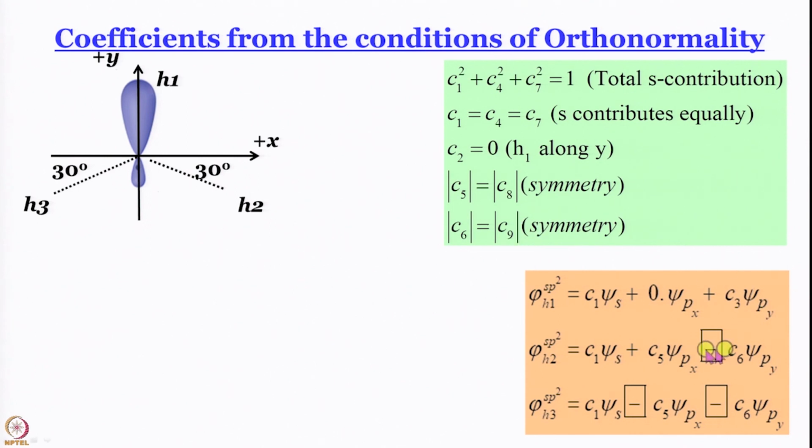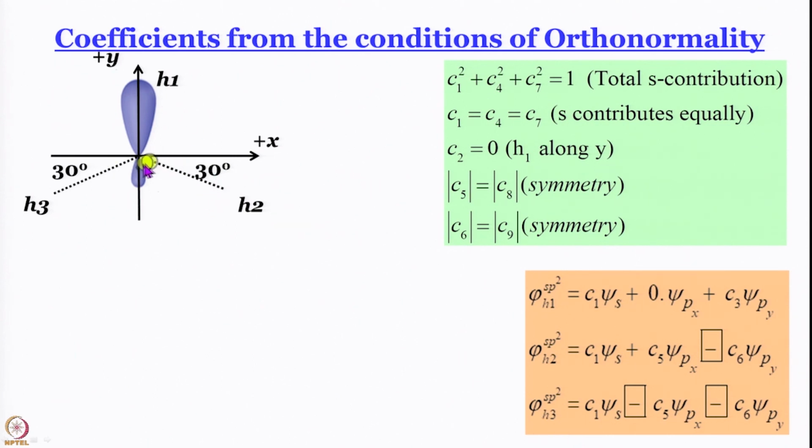See, mod C5 is equal to mod C8. Do you agree? Mod C6 equal to mod C9. Mod C8 equal to mod C9. Do you agree? Here I have already written C5 unfortunately. So, what I am saying is modulus of the coefficient. There is no need to write modulus also because I have made the C's positive already. So, mod of coefficient of psi px has to be the same for H2 as well as H3 because the angle is 30 degrees, right.